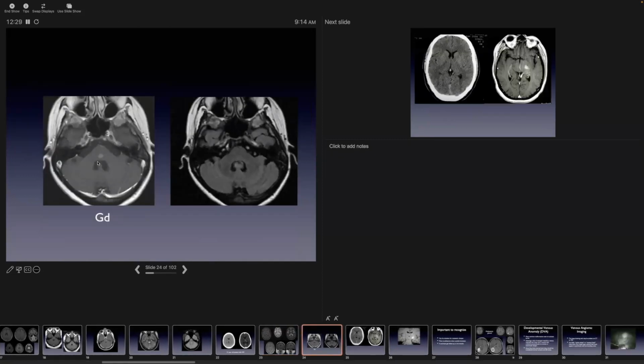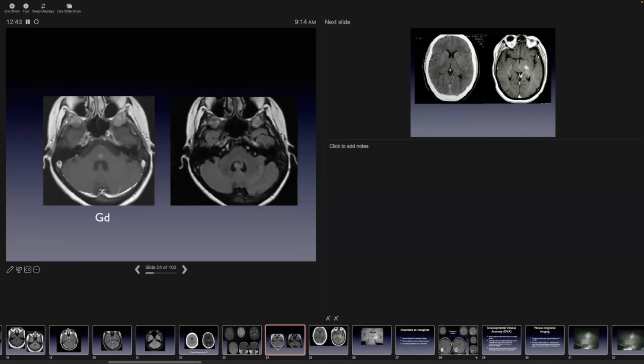Again, just another typical one. This one's in the midline, capillary telangiectasia, quite a bit of enhancement here, nothing to be seen here on the FLAIR scan. So again, when you see this, I think your go-to diagnosis is going to be capillary telangiectasia.